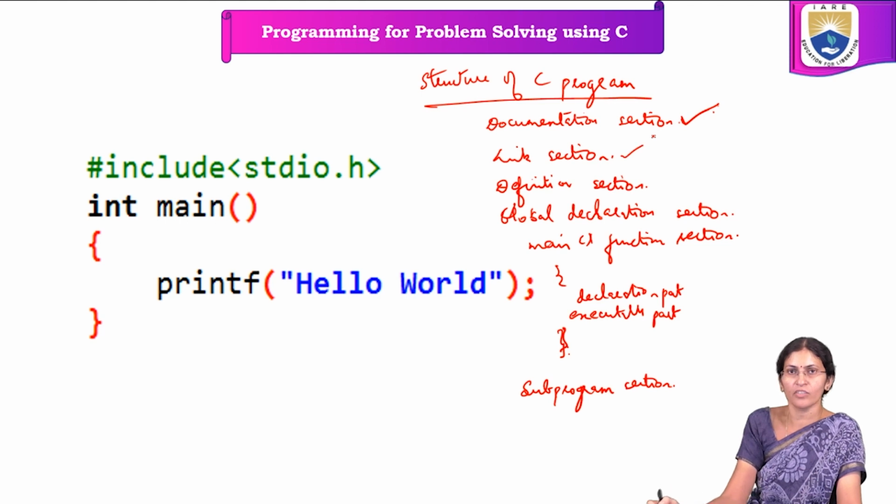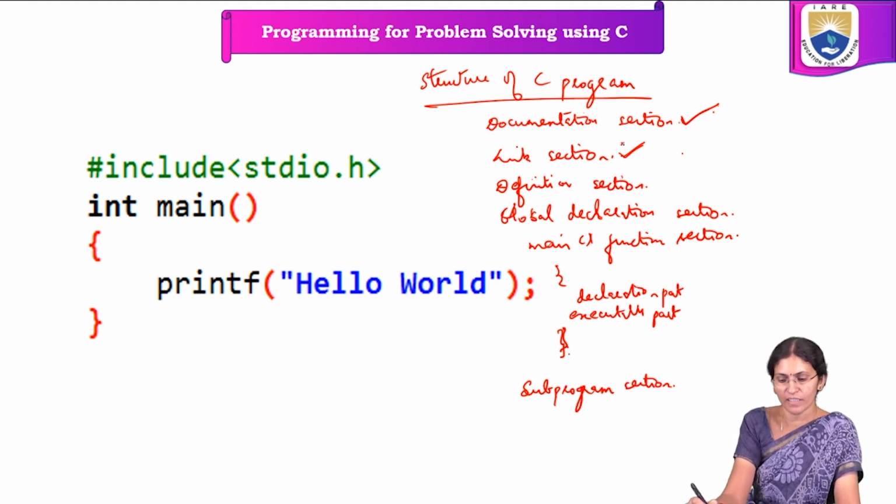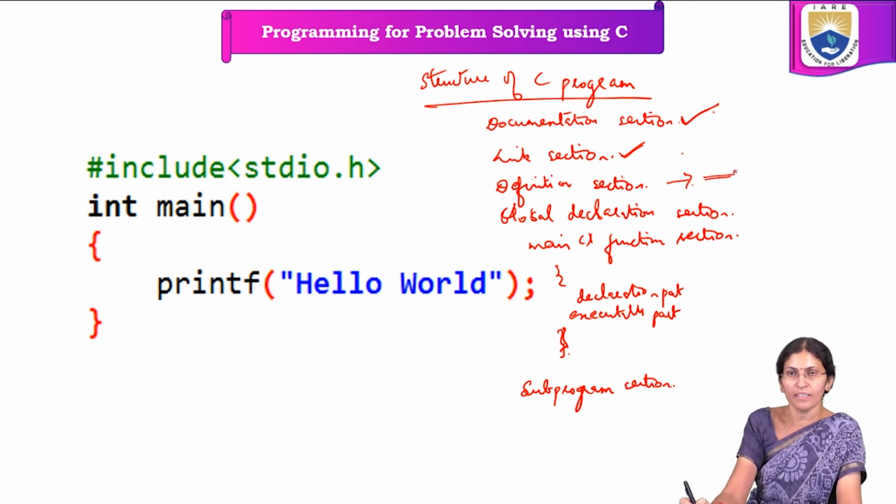Next is the linking section. With the help of this linking section, we include the header files which are used. In the header files, there are some functions. Function definitions are present in the header files. Then the next one is the definition section. Whatever symbolic constants we need to use in the program are defined and declared here.